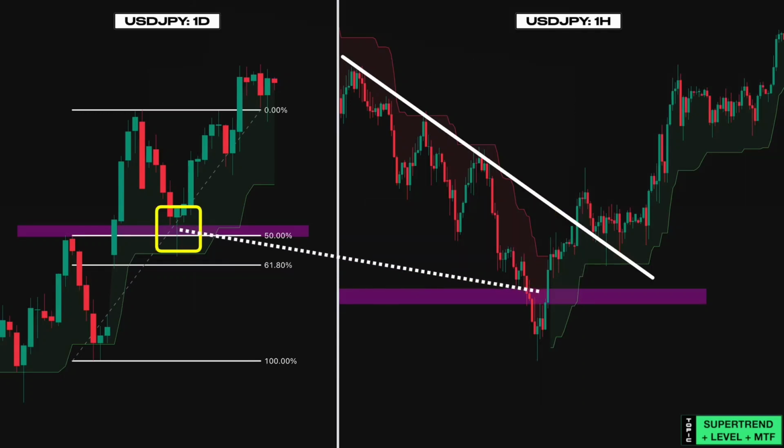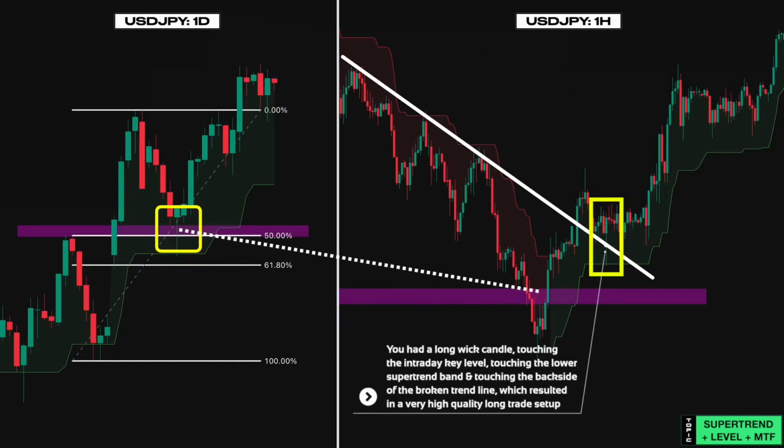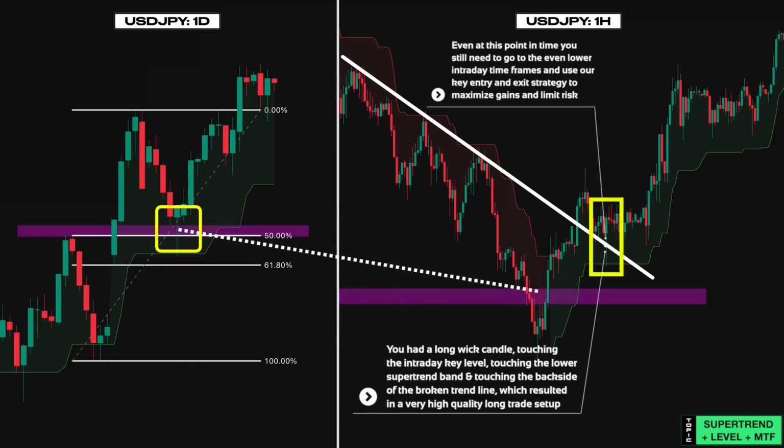There were multiple long entry points, but this one here was picture perfect, where you had a long wick candle touching the intraday key level, touching the lower super trend band, and touching the backside of the broken trend line, which resulted in a high quality long trade setup. But now, even at this point in time, you still need to go to the very low intraday timeframes, using our entry and exit strategy to minimize risk, but most importantly, maximize your gains.